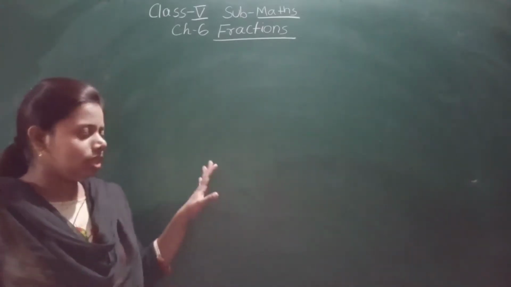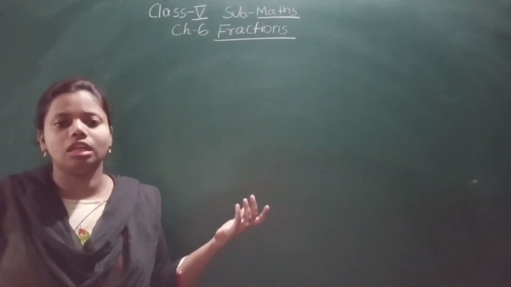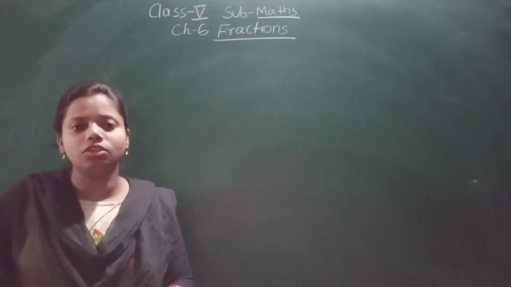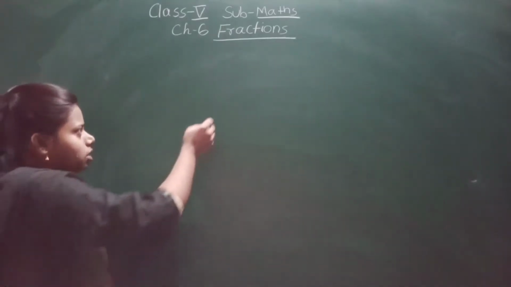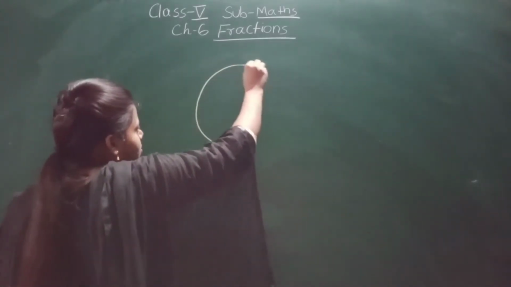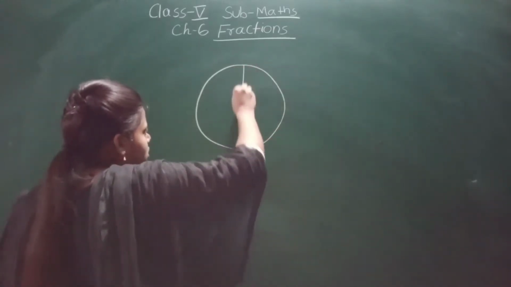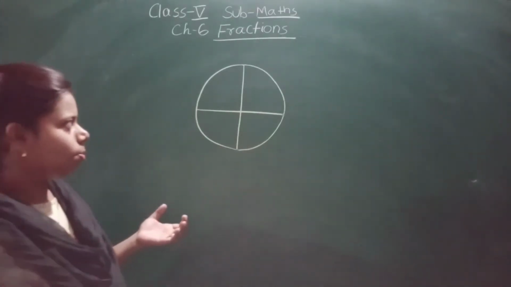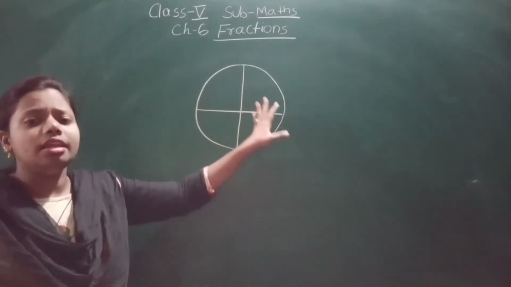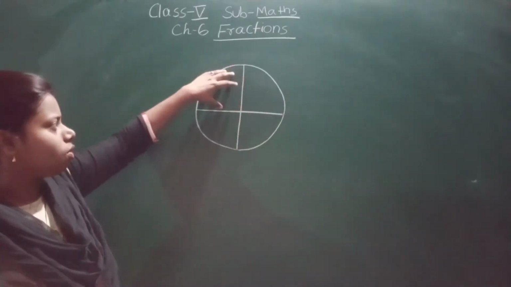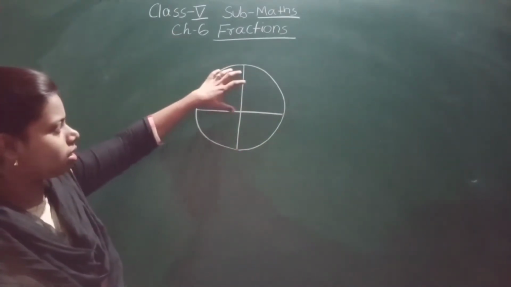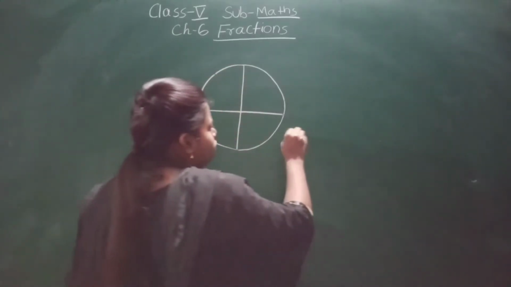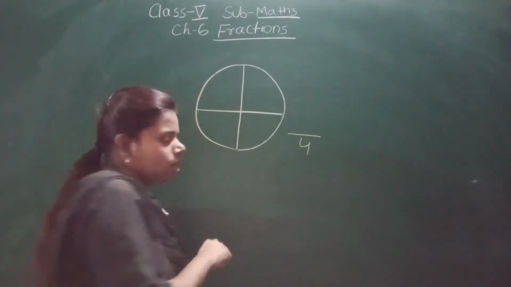Before doing that exercise, let me first tell you about fractions. A fraction means that we divide a whole equally into smaller parts. For example, this is a pizza. In a pizza we divide it equally into 4 parts. Think that you ate one part. How many parts are there in total? 1, 2, 3, 4. There are 4, so we write the total down.